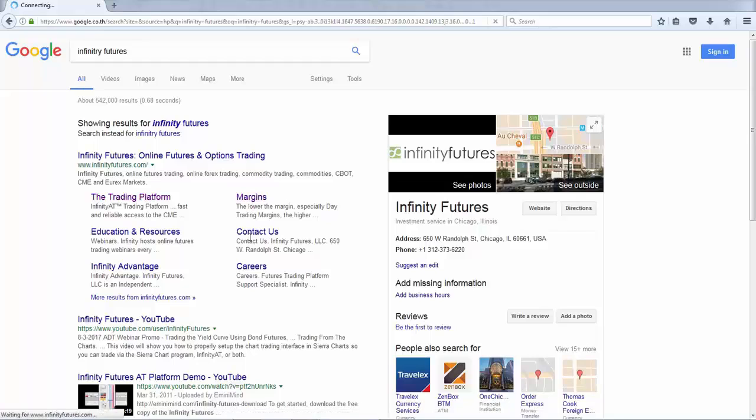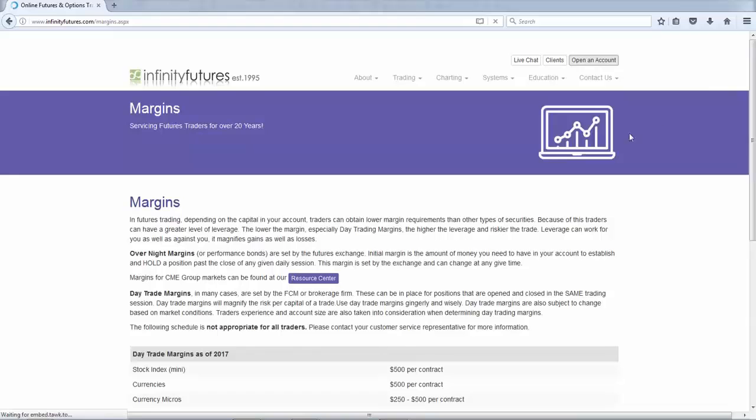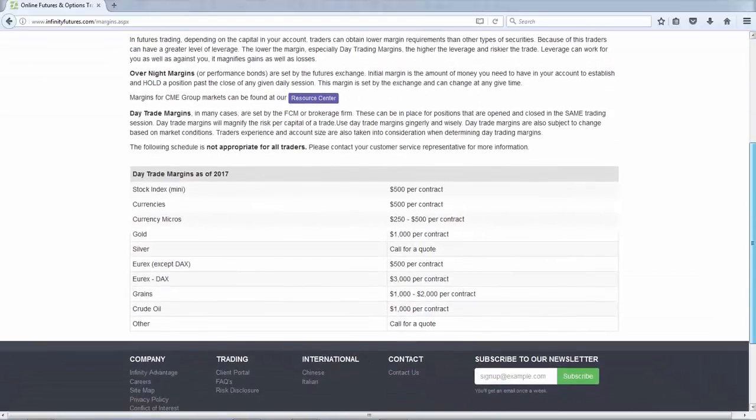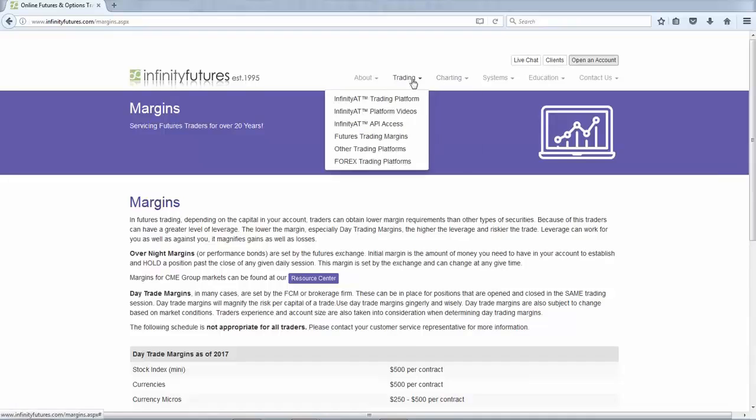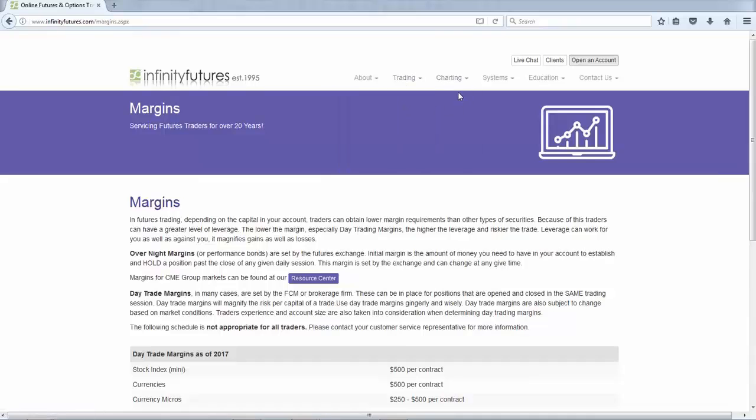You could look it up right here, for instance, under margins. See if we can go there. Okay, it tells you all the margins right here. Let's see, they have one for crude oil. They do 1,000 per contract. Okay, so there you go. It's not much money. There are lots of different options. Just either call the broker and ask them, or look on their website and see what their margins are. That's the difference between the brokers. There really isn't a whole lot of difference between them. The only other difference is how good their customer service is.